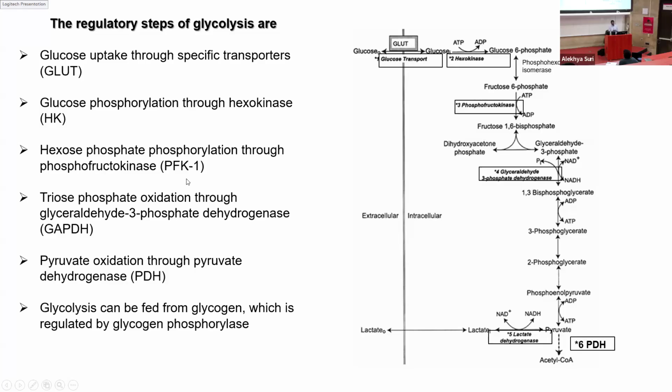Then hexose phosphate phosphorylation through phosphofructokinase, which converts the fructose 6-phosphate to fructose 1,6-bisphosphate. This is also one of the regulatory steps in cardiac muscle. And then the triose phosphate oxidation through glyceraldehyde 3-phosphate dehydrogenase, pyruvate oxidation through pyruvate dehydrogenase. All these are important regulatory steps which would get activated during exercise or catecholamine stimulation, and these steps are also modified during pathological conditions.